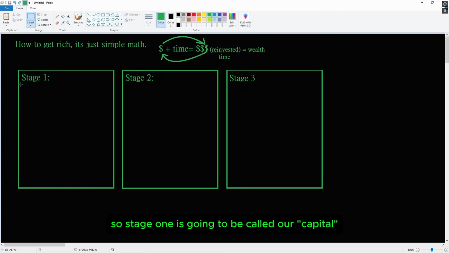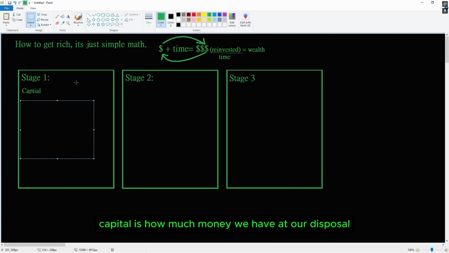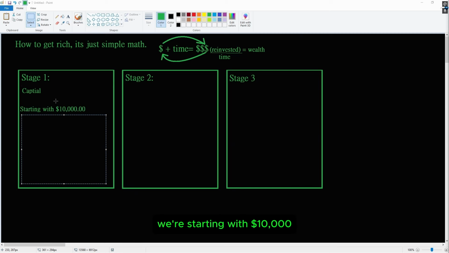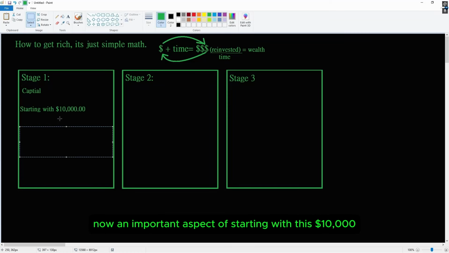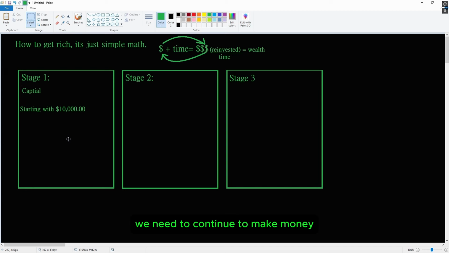So stage one is going to be called our capital. Capital is how much money we have at our disposal that we're able to invest with. For this example, this hypothetical, we're starting with $10,000. Now, an important aspect of starting with this $10,000, we need to continue to make money. We need something that is constantly cash flowing.